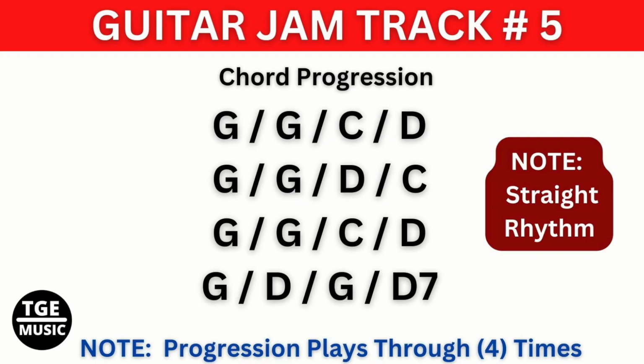Okay, we'll be playing through 2 measures of G, 1 measure of C and D, and then the second line, 2 measures of G, and then 1 measure of D, and back to C. And then again, like the first line, 2 measures of G, then 1 measure of C and D, and then the last line, G major, one measure, 1 measure of D major, back to G, and then we'll end with D7. We'll play this through about 4 times, okay?